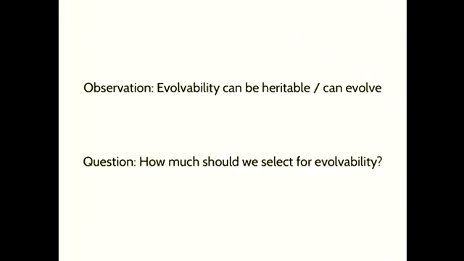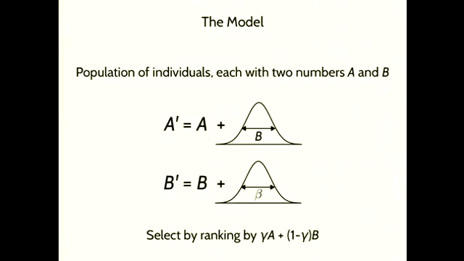So this isn't trying to understand what happens in nature. This is, if we have an artificial population and we can estimate the evolvability of the individuals in the population, shouldn't we select for it? And if so, how much? Because there's going to be a trade-off between selecting for evolvability and fitness or adaptedness itself.